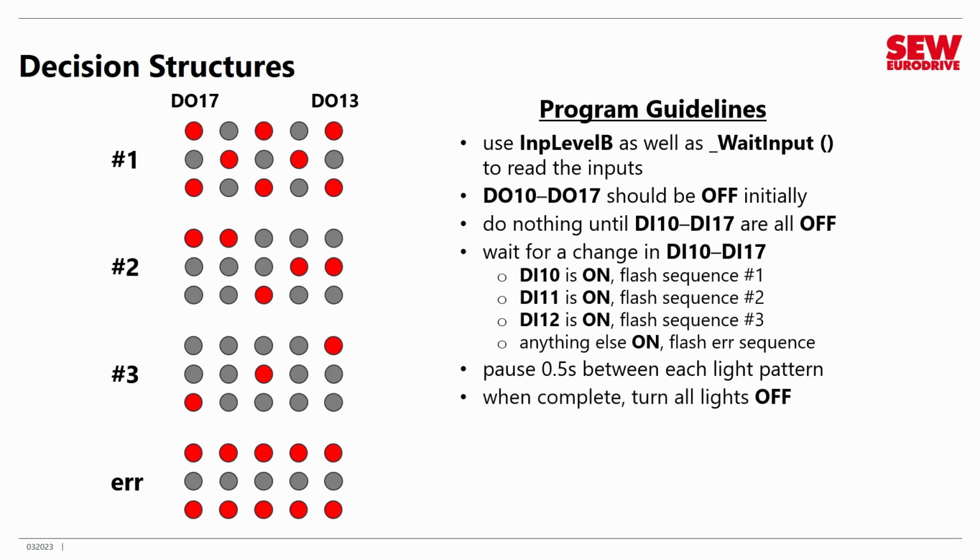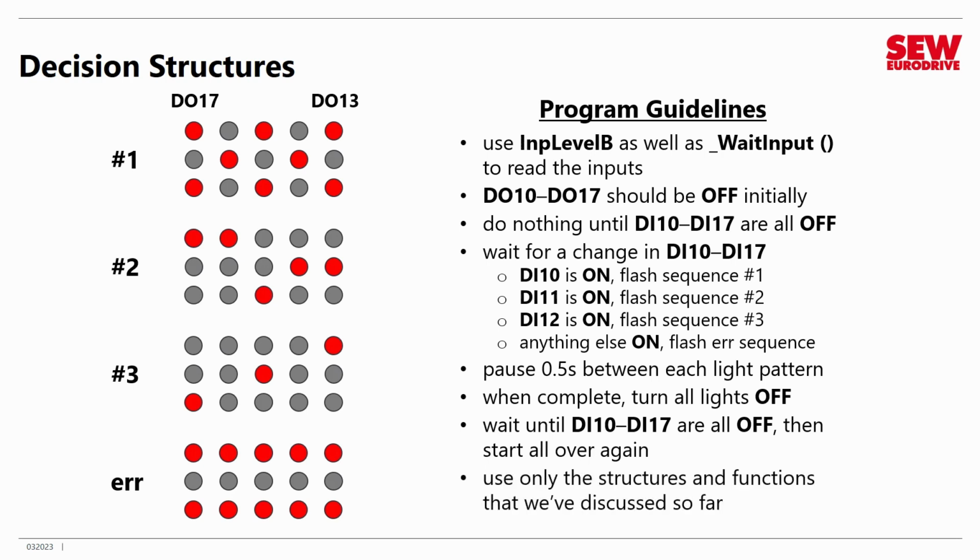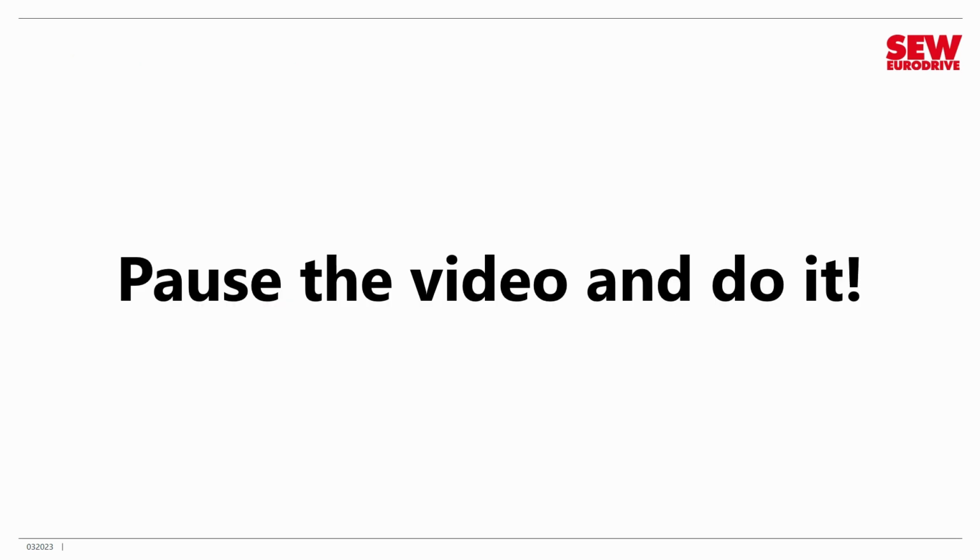And when it's complete, turn all the lights off. And then wait until DI10 through 17 are all off again, and then start all over again. And use only the structures and functions we've discussed so far. Don't branch off and do anything different yet. All right, pause the video, give it a try.